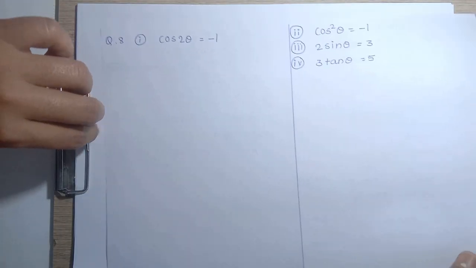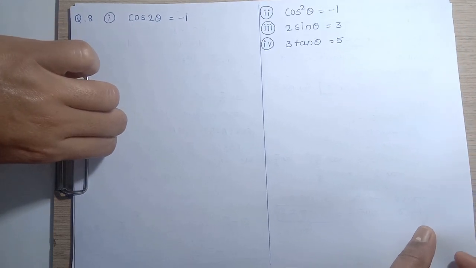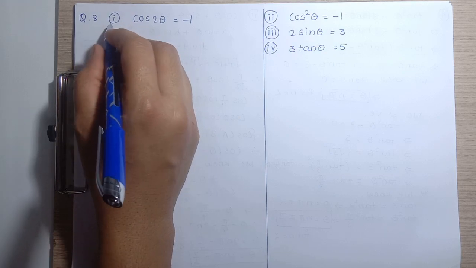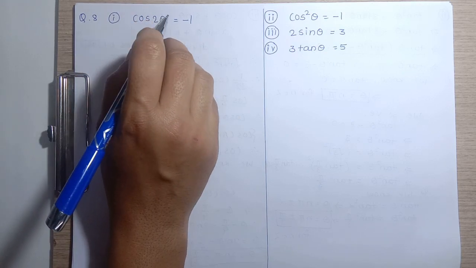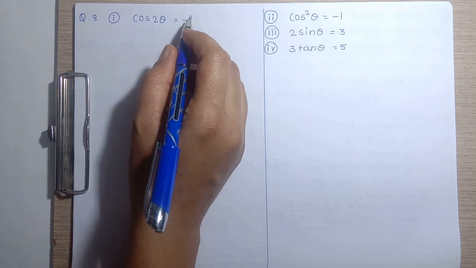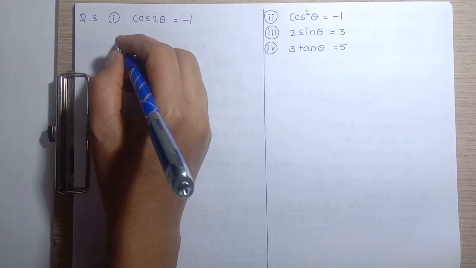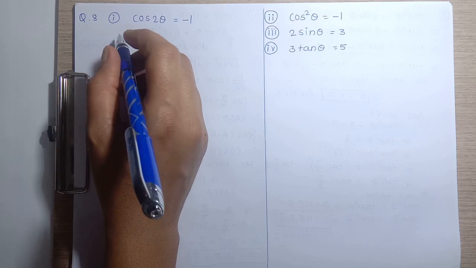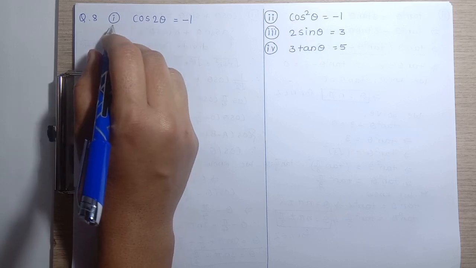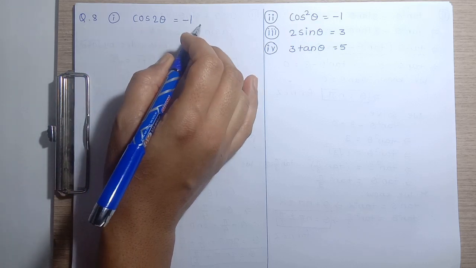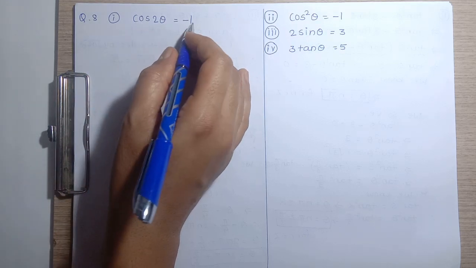Now we solve the next question, that is question number 8, which of the following equations have solution. The last question from the exercise 3.1 is which of the following have solution. Okay, that first given example is cos of 2 theta is equal to minus 1.